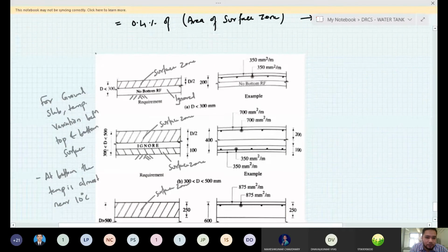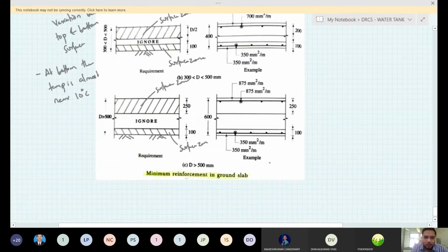If the thickness is between 300 to 500, then half the depth from the top is the surface zone at the top, and the portion 100 from the bottom is the surface zone near the bottom face. And for depth more than 500, the top 250 thickness is the surface zone area, and the bottom 100 thickness is the surface zone near the bottom face.